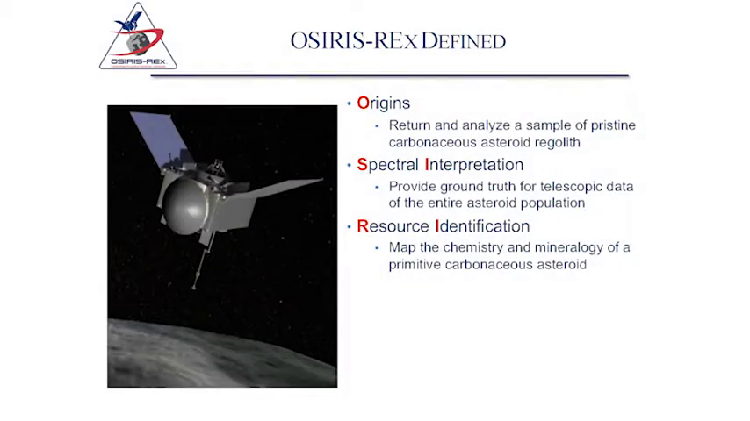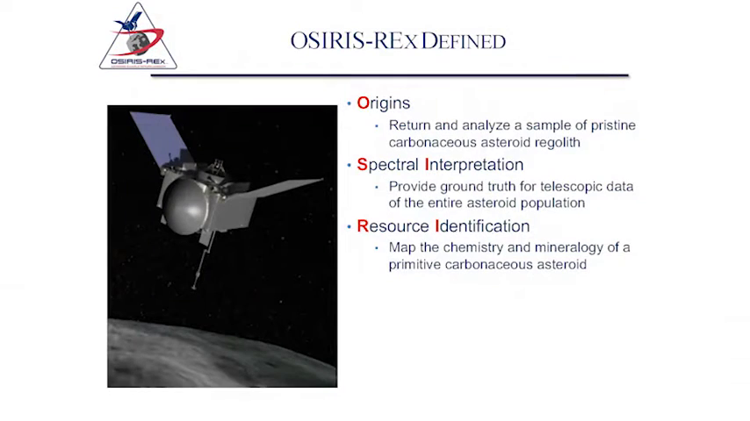The RI in OSIRIS is resource identification. So there's been a lot of interest lately in what's called in situ resource utilization, both on the Moon and Mars, but also from asteroids, where there are organic materials, water, metals, things like that, that people are interested in potentially sort of mining, if you will, in situ or at that particular object. So we're going to provide information that will give people more insight into what resources are available, what form they're in, how hard they might be to get to, and so on.